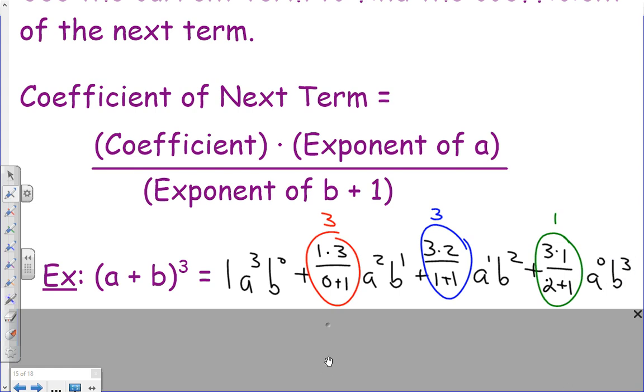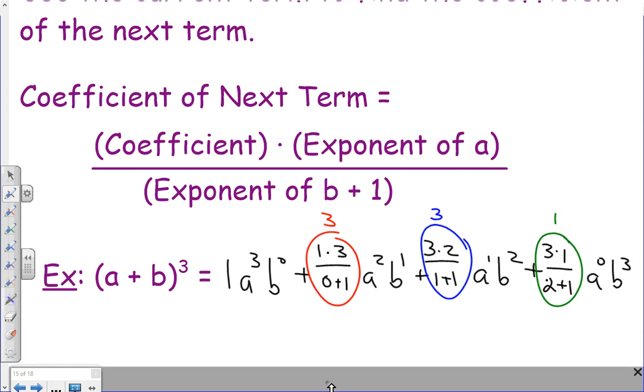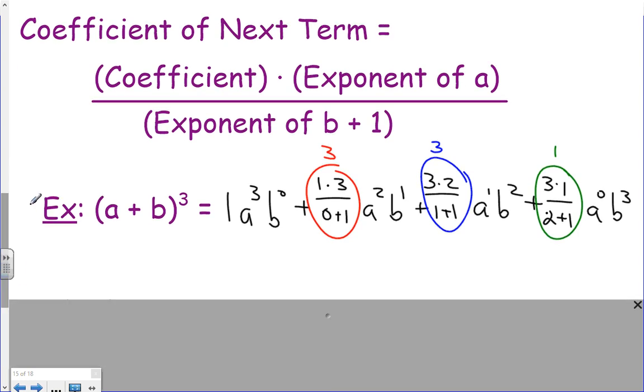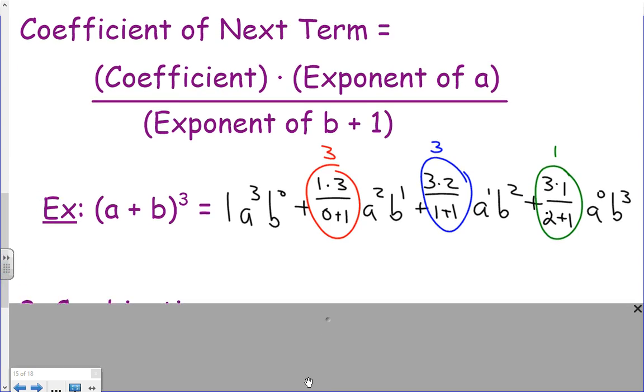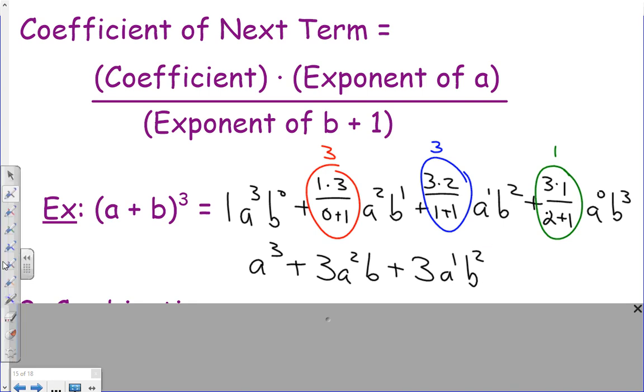Or if you will, as you go through this, you'll probably start writing down all these parts the first few times, but eventually you'll get more and more comfortable with this. So you've got a cubed plus, you'll go 1 times 3 divided by 1, that's 3, a squared times b. And then you go 3 times 2, that's 6, divided by 2, that's 3, times a to the first, b to the second. Actually, you probably won't write a to the first. In fact, I'll go ahead and erase that.